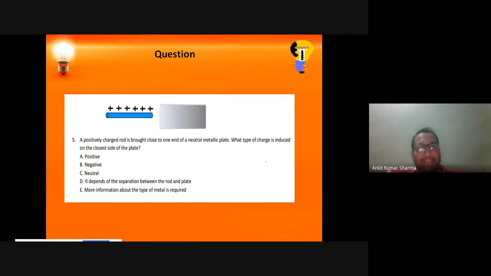B is negative. If this positively charged rod is brought near this neutral metallic plate, then this side becomes negatively charged, and this side becomes positively charged.